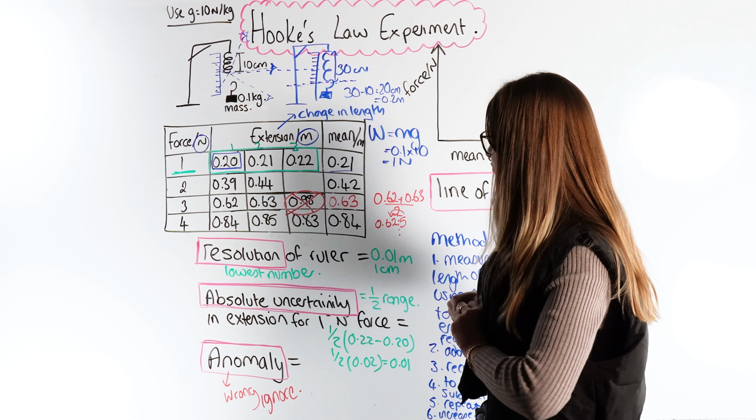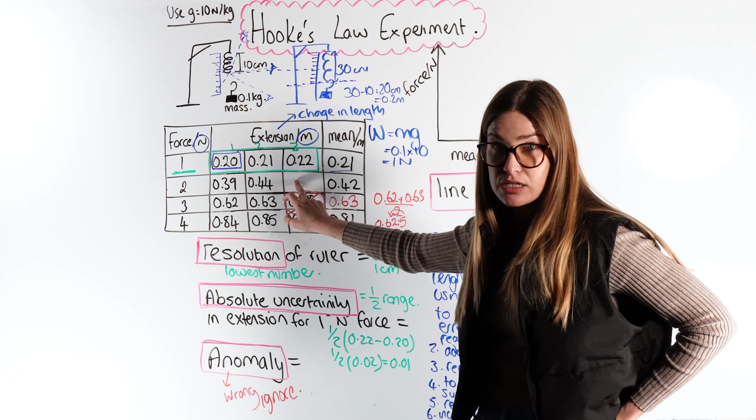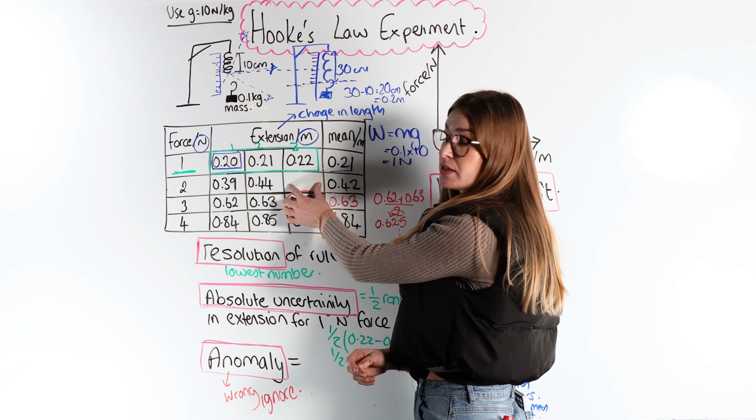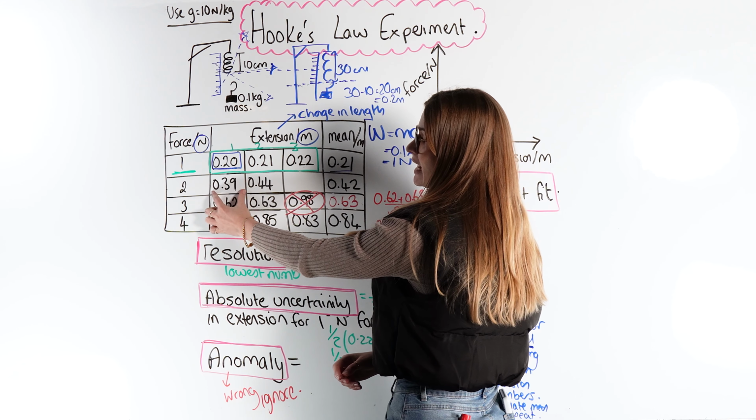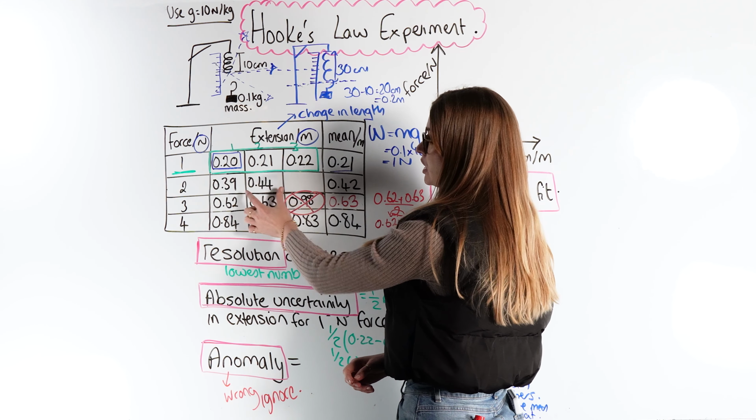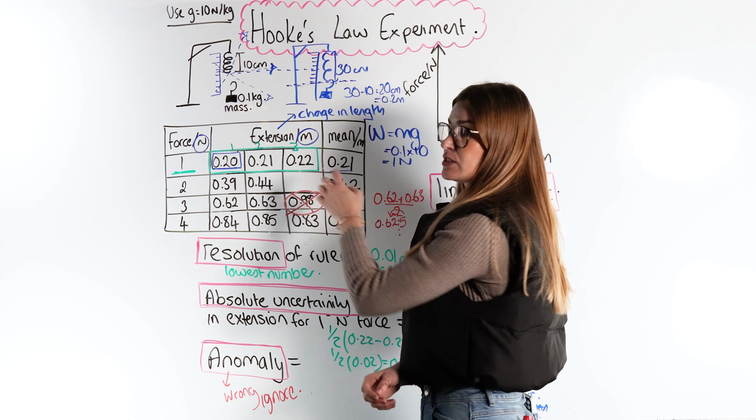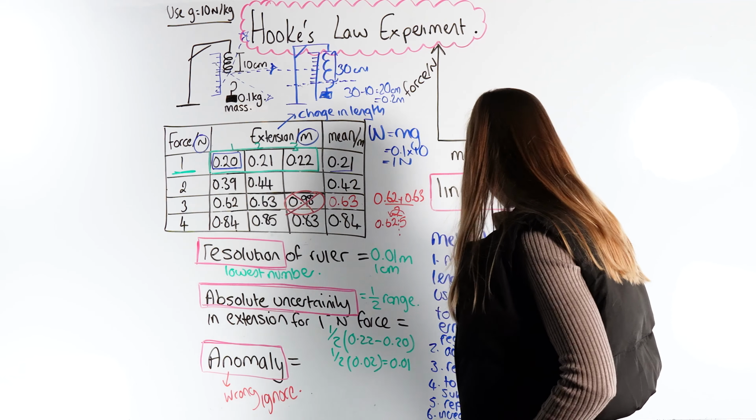Okay, other things they can ask you in an exam is to calculate the missing result. I don't know what I got as an extension the third time. The first time, when I added the 2 Newton force, I got 0.39 extension, then 0.44 extension. But I don't know what I got the third time, but I do know the mean. So how do we figure out this missing result? You've got to go backwards, and that's something they can ask you to do as well in your physics test.